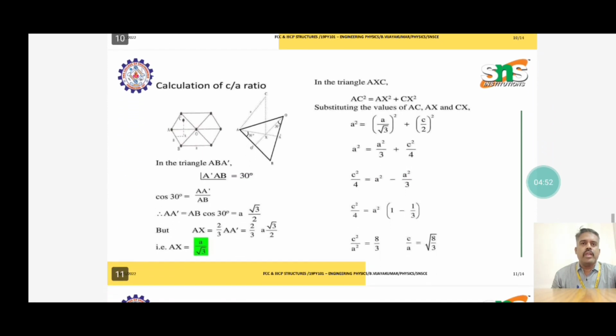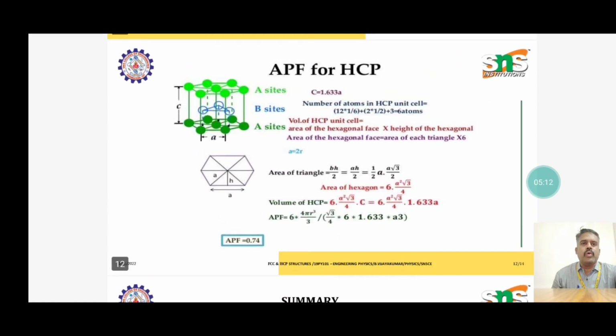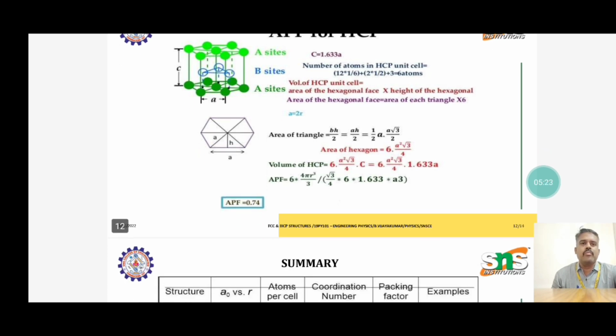Next for the HCP is the calculation of the c by a ratio. This is a very important topic we discuss for HCP. We go through some mathematical steps to derive it. Finally, we get the c by a ratio equal to root 8 by 3. Then the next one we discuss is APF. The same formula we substitute here for the APF. Finally, we get 0.74. So FCC and HCP have the same APF.